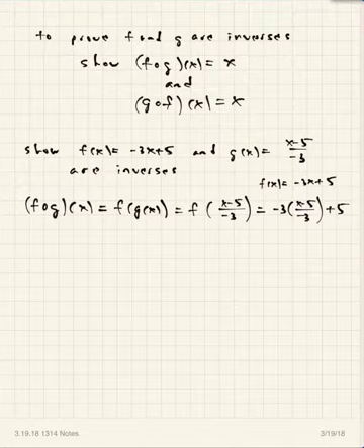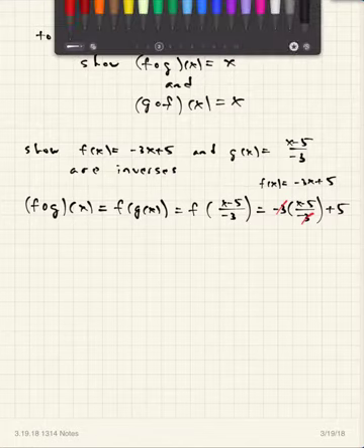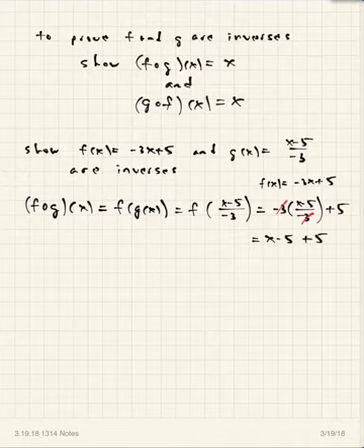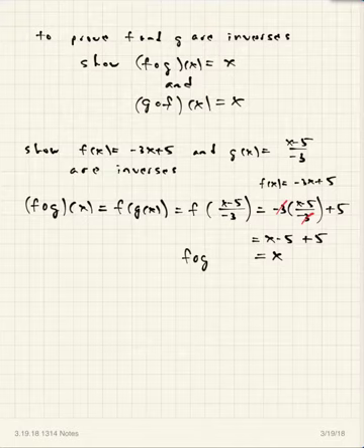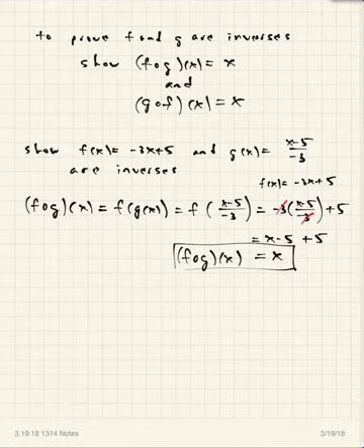And then notice what happens: the negative 3's divide out, and you get x minus 5 plus 5. Or sure enough, you just get x. And so what have you got here? That f circle g of x is equal to x. Right? So you've got one of them shown. And so that's the start. That's halfway through the problem.